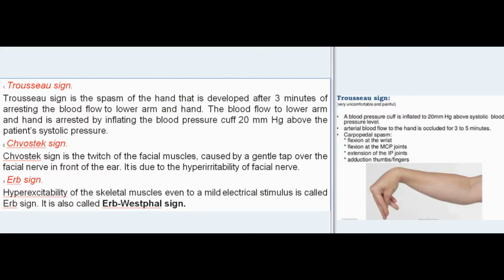Chvostek sign is the twitch of the facial muscles, caused by a gentle tap over the facial nerve in front of the ear. It is due to the hyperirritability of facial nerve. Erb sign: hyperexcitability of the skeletal muscles even to a mild electrical stimulus is called Erb sign. It is also called Erb-Westphal sign.